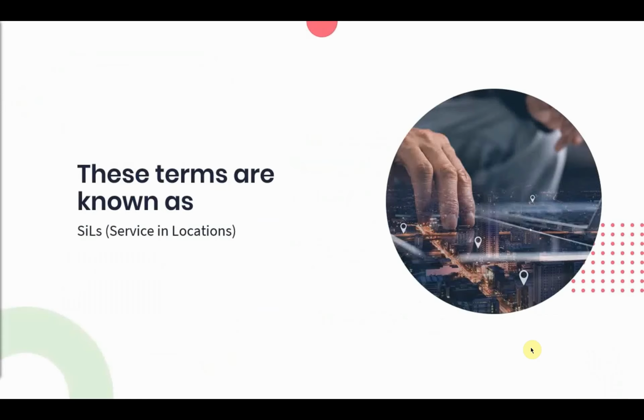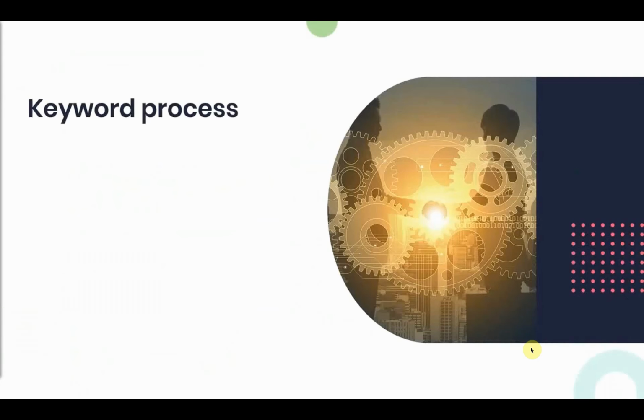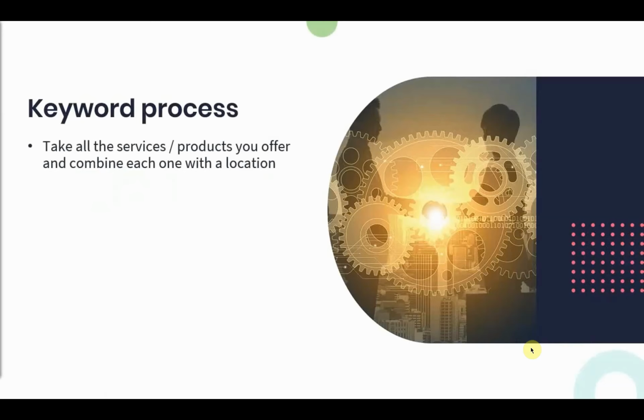In order to get a good list of these terms, there is a keyword process, as there is with overall SEO. But firstly, you should take all these services and locations or products that you offer and combine each with a location. Obviously, a location that is relevant to you, the locations that you are servicing. You would add common phrases, for example, where to buy, near me, or the best, affordable, emergency, etc., depending on your service, of course.